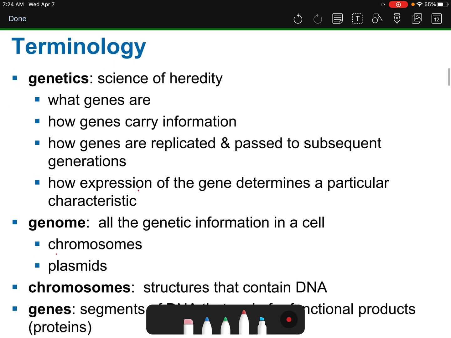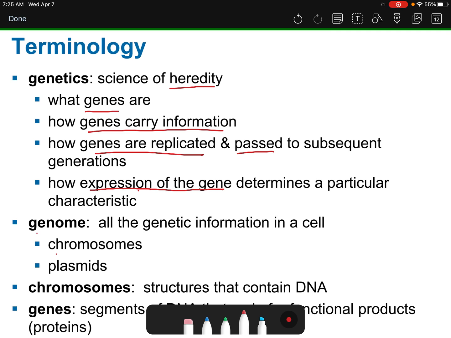So again, when we talk about genetics, it's just the study of heredity, and that includes things like what a gene is, how your genes carry information, how your genes are replicated and passed on, and the expression of the gene, okay? Because that's what gives you your particular characteristics, your traits.